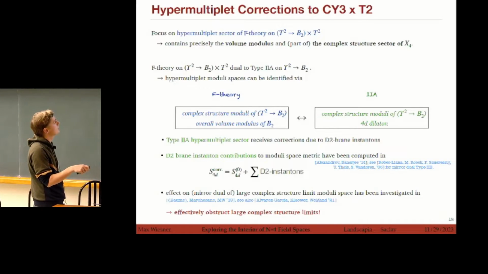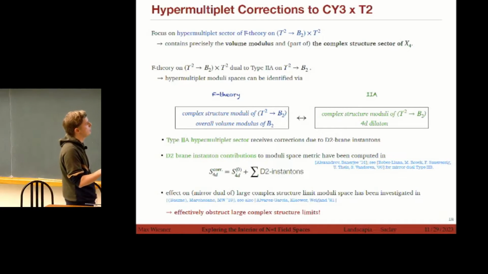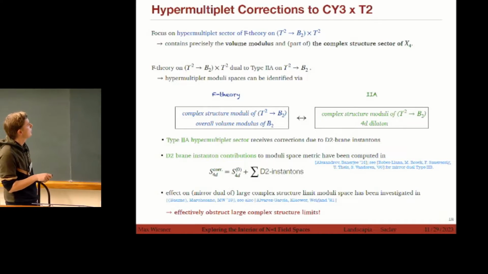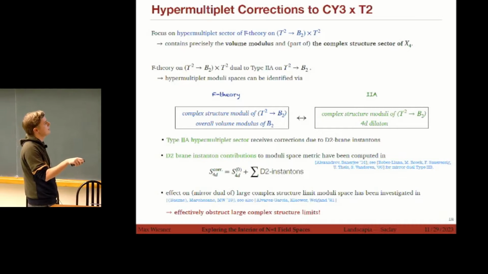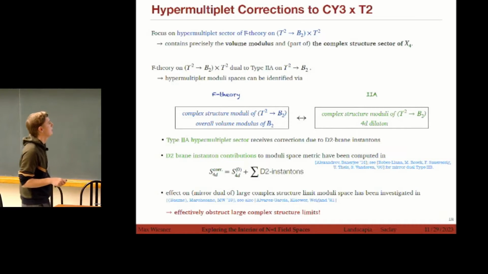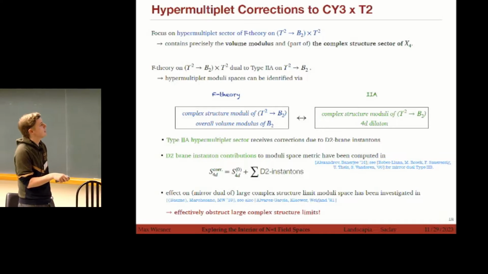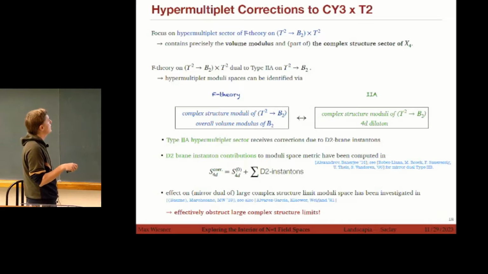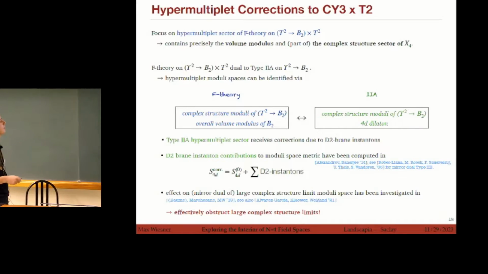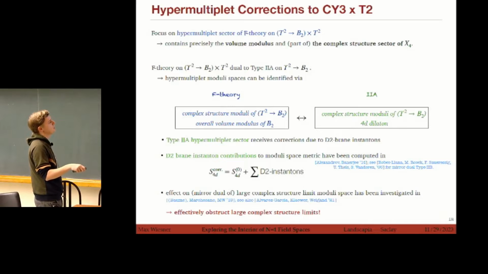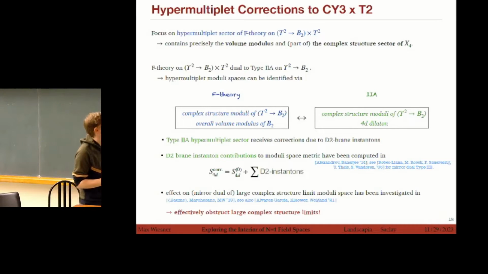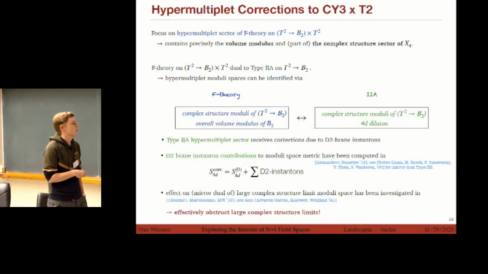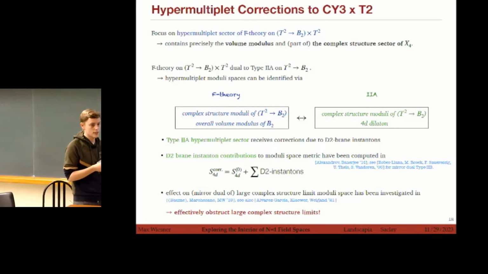These D2-brane instanton contributions to the moduli space metric have been computed in a series of papers, and I think it started initially with the mirror dual. So the 4D dilaton is the classical one plus a bunch of D2-brane instantons. In particular, in the large complex structure limit, actually the mirror of that, we investigated the consequences in this paper in 2019. Or if you actually want to work in type IIA, you should look at this paper by Raphael, Daniel, and Timo. The effect of these instantons is that they effectively obstruct the large complex structure limit at finite value for the dilaton.